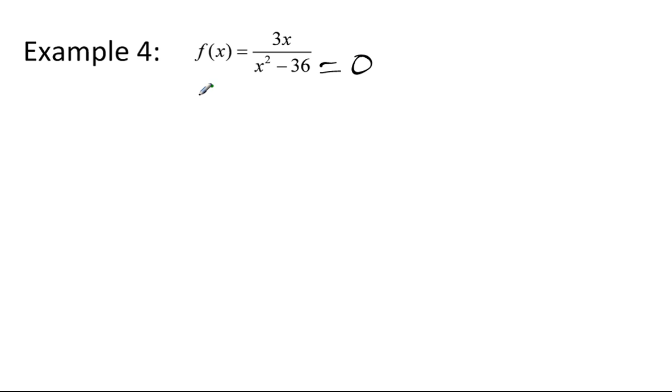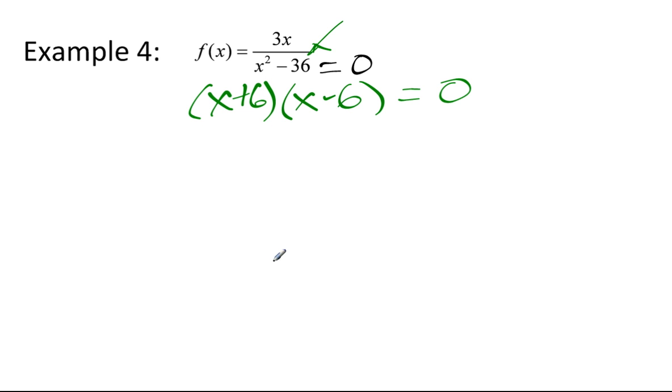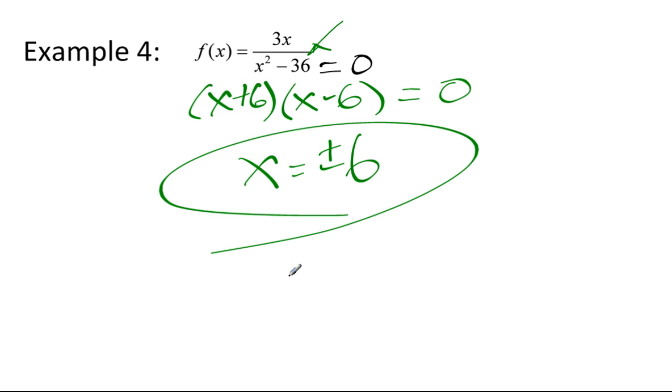Alright, difference of squares. Never told you needed to remember this, but it keeps coming up anyway. So what's the square root of 36? That's 6, so that's our x plus 6, x minus 6. So our two different asymptotes are going to be at the positive and negative versions of 6.